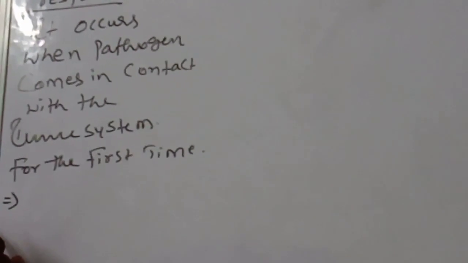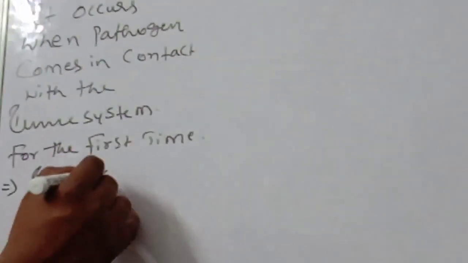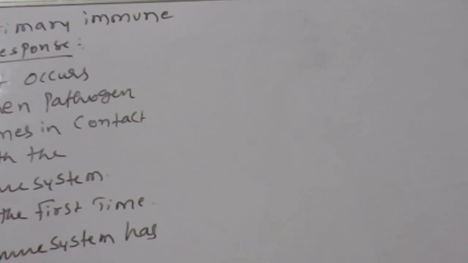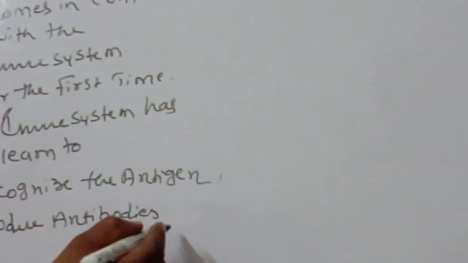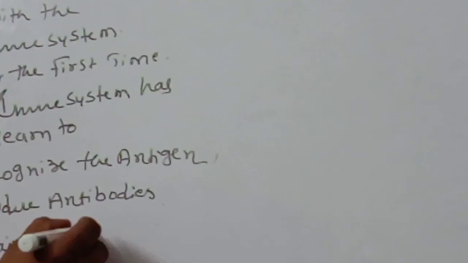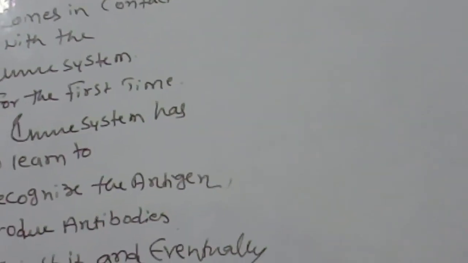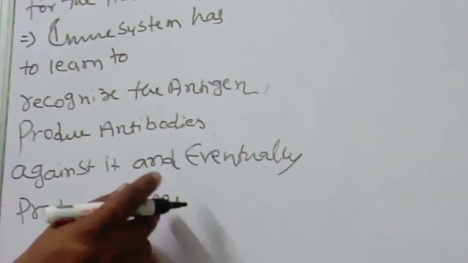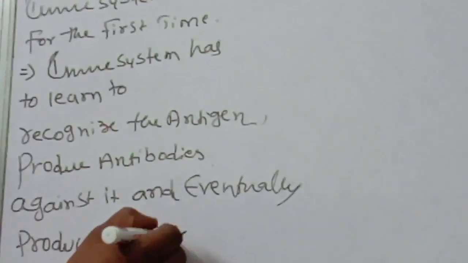During this, what is the next? The immune system has to learn to recognize the antigen, produce antibodies against it, and eventually produce memory lymphocytes.